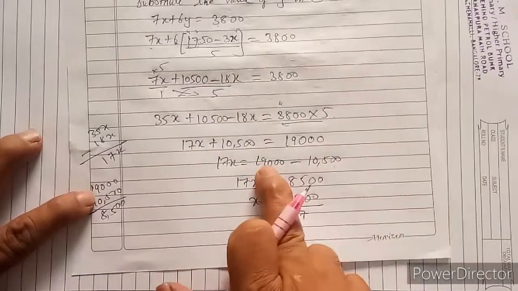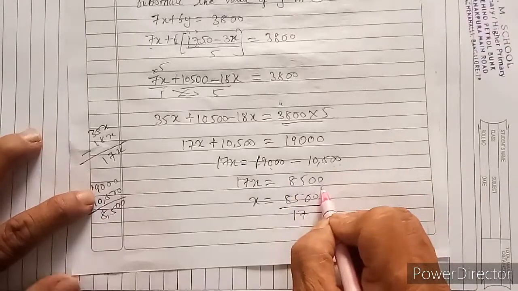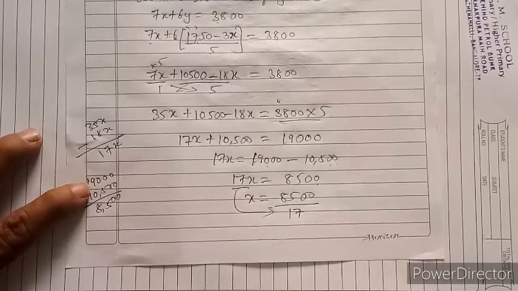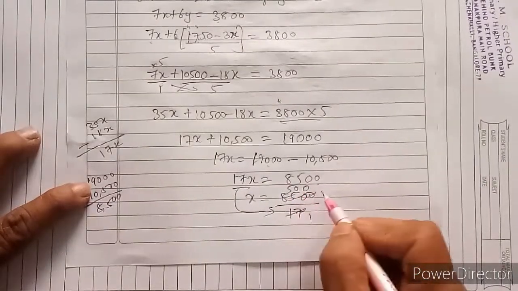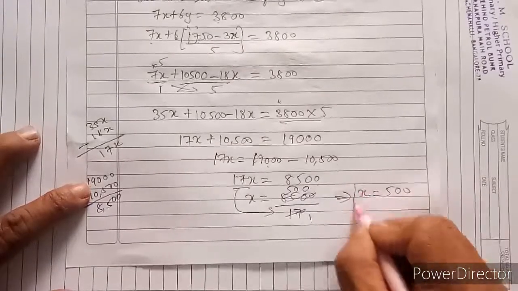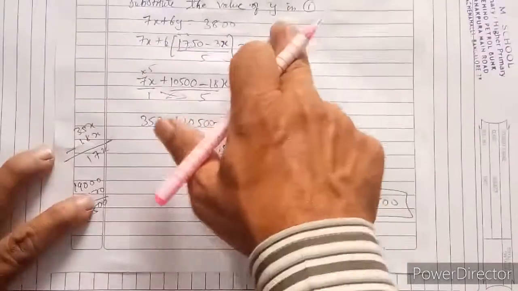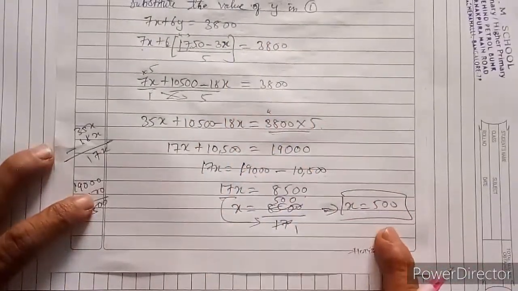Doing the subtraction, 19,000 minus 10,500 gives 8,500, and 17 goes to the denominator. After that, 17 ones are 17, 17 5s are 85, 17 zeros are 0, so here I will write x is equal to 500. This is the value of x we got. Now we can put it in equation 3 to get the value of y.